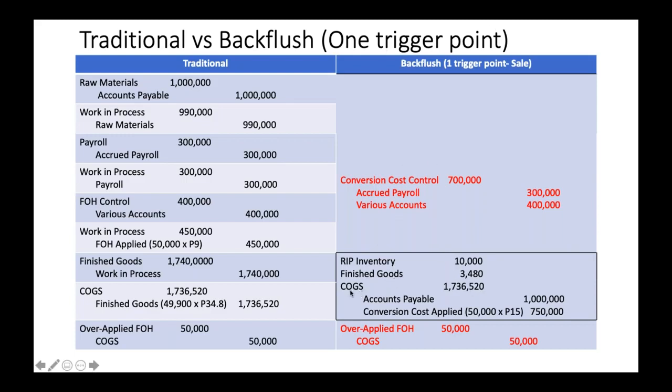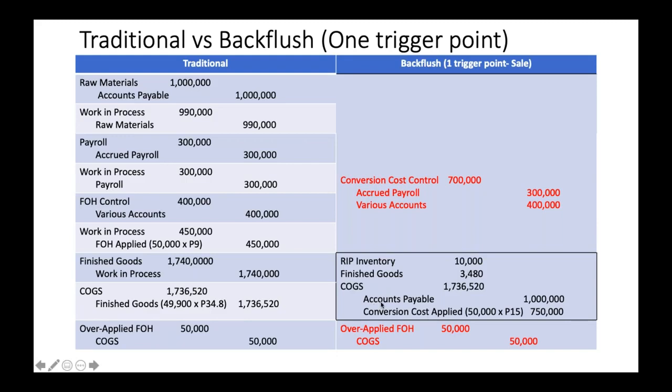So upon sale, debit cost of goods sold, that is 49,900 at 34.8, 1,736,520. Since this is only 49,900, there is 100 unsold goods, and that is finished goods. So 100 units times 34.8 is 3,480. And then since we only used 990,000 of raw materials, there is an ending inventory of raw materials of 10,000.